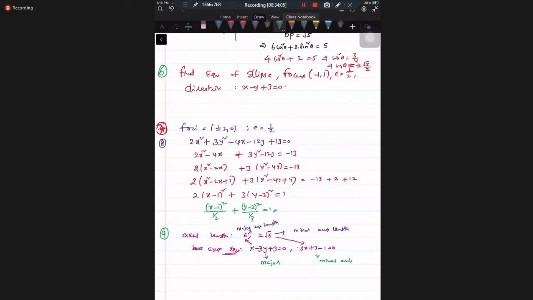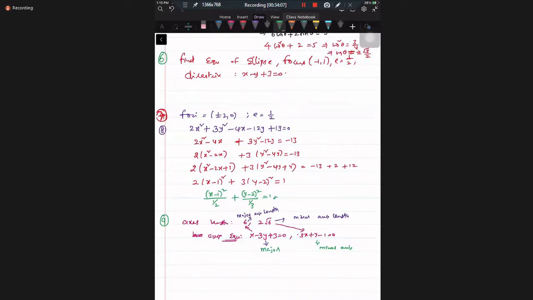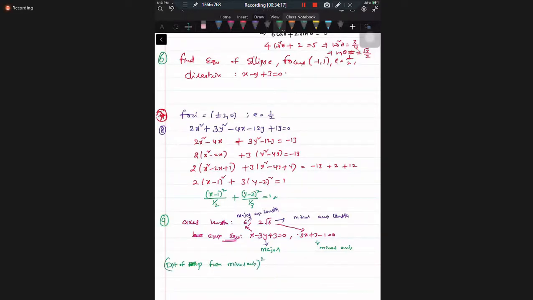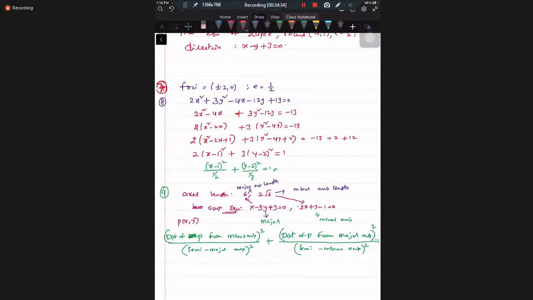Now, what is the definition? The distance of P from the minor axis divided by the semi-major axis, whole square, plus the distance of P from the major axis divided by the semi-minor axis, whole square, equals 1. Point P is x comma y, right? What is the distance of P from the minor axis? Mod of 3x plus y divided by root 10.